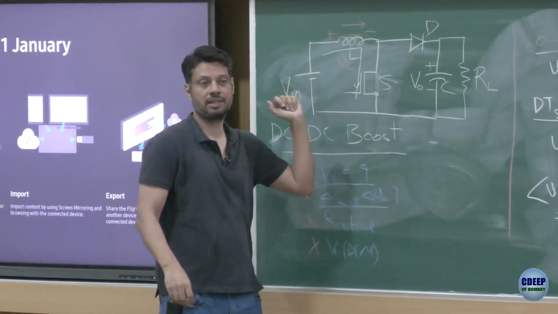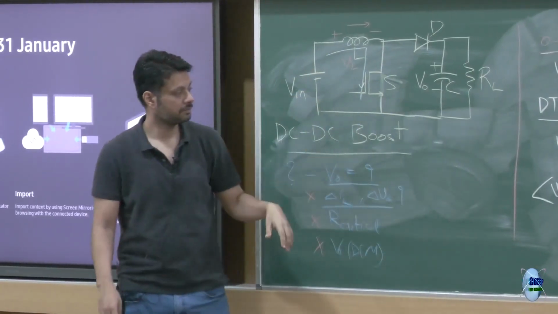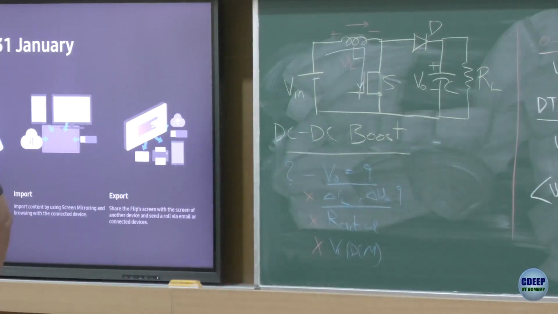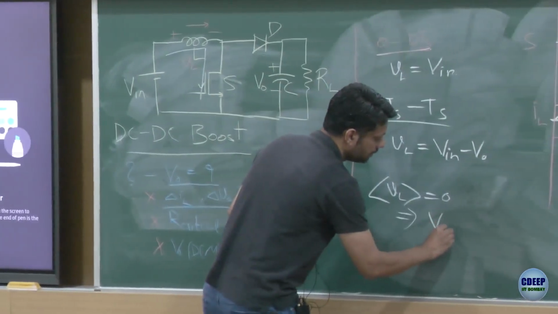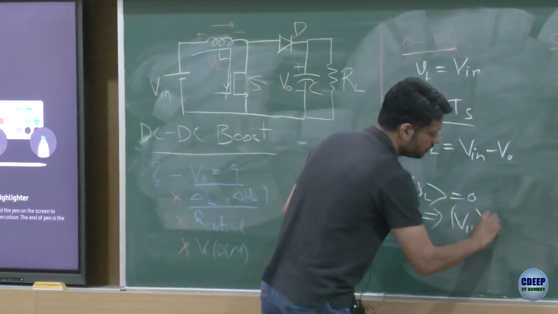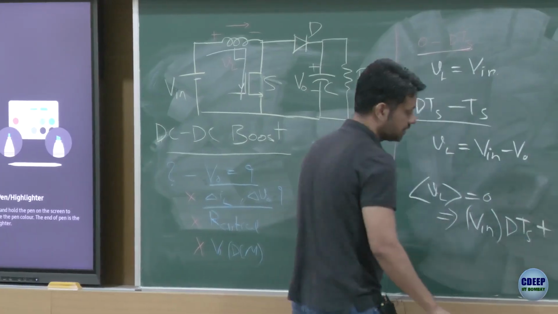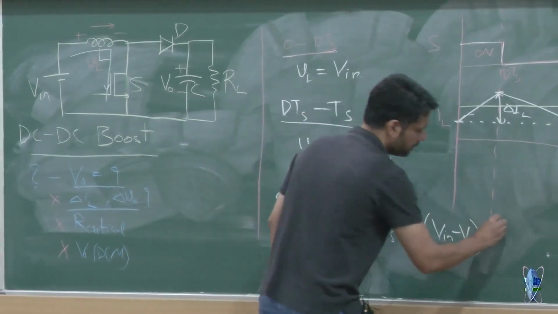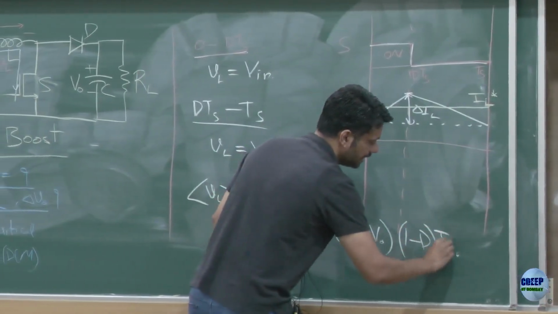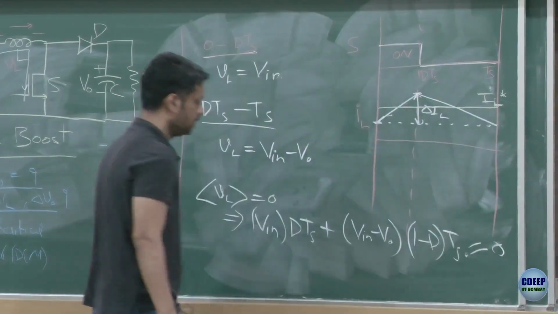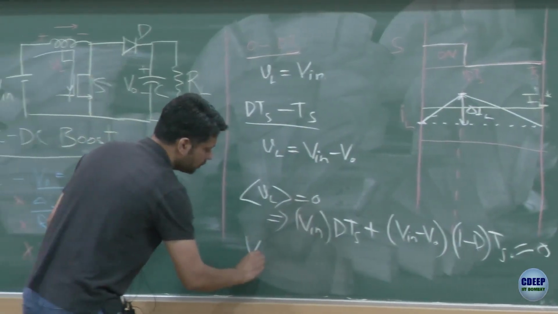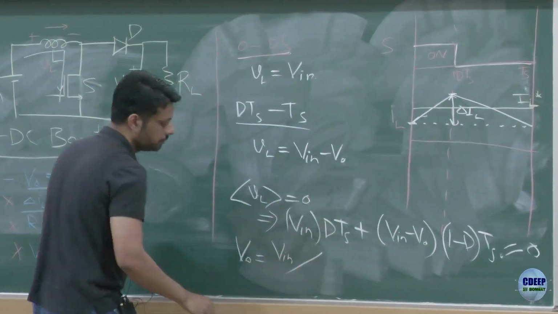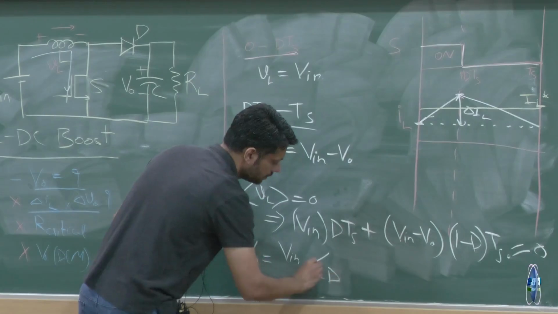Of course, input is a constant, right? Everything is ideal. And apply the volt-second balance. So Vin is the voltage during 0 to dTs, plus Vin minus Vo is the voltage during (1 minus d) times Ts, equals 0. If you solve it, you get Vo equals Vin upon 1 minus d.